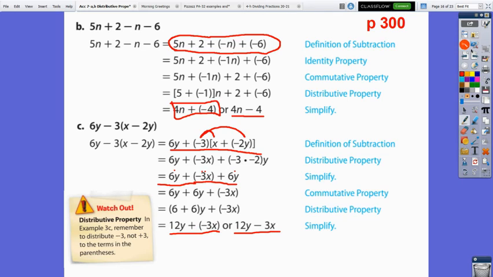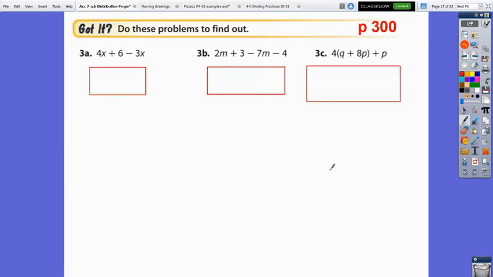All right, so let's finish off with a couple of Got Its here, 3, I guess. Do these problems, simplify these expressions. Only problem letter C should have a step of intermediate work. The other ones you can actually just go right to the answer.